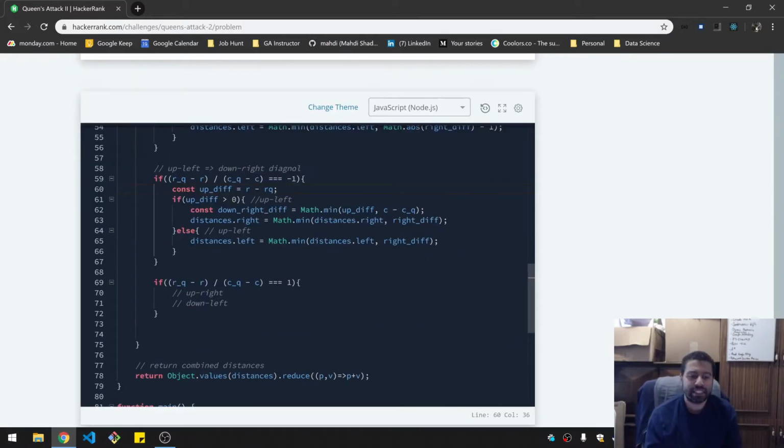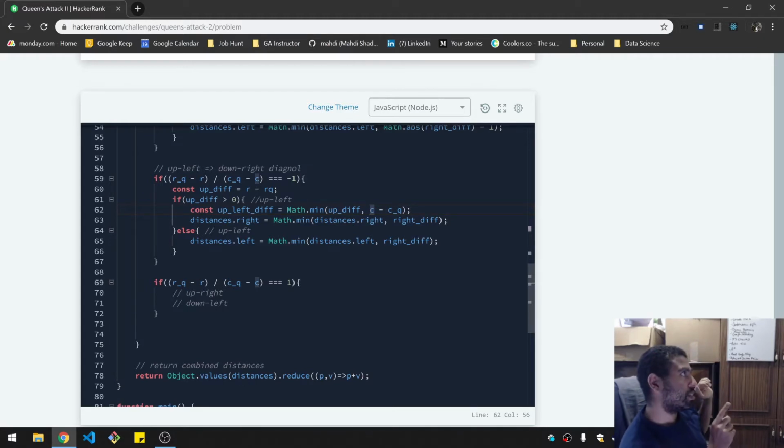I need to see if the difference in the up direction is positive. If it is, then I know I'm going up left. If it isn't, I know I'm going down right. So that's why I'm checking here. Once I get that, I need to look at the difference between up left diff, which is literally the minimum of the up difference and the left difference, which is C minus CQ.